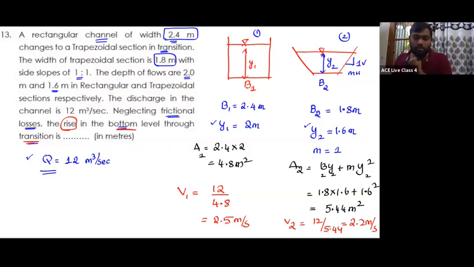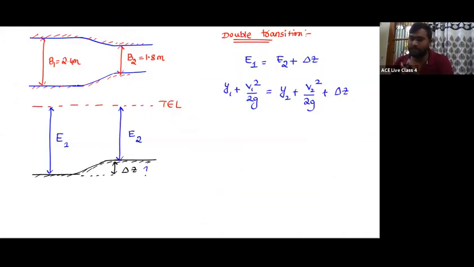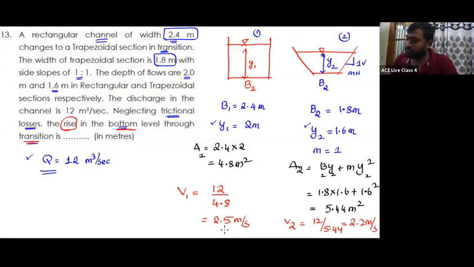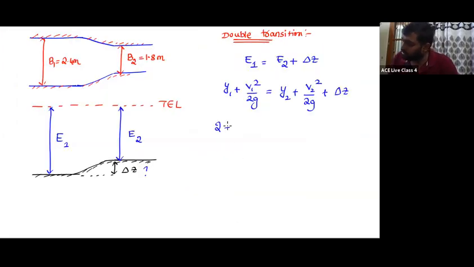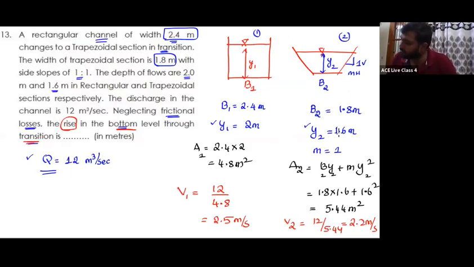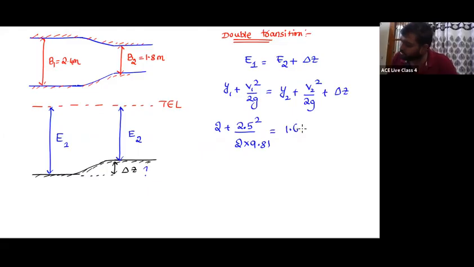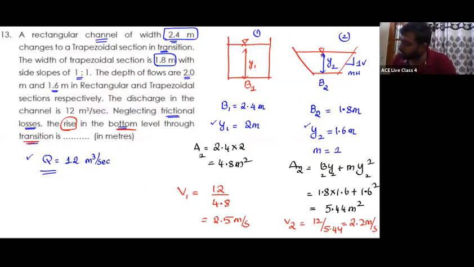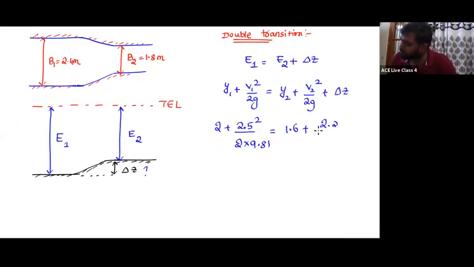So now you see, I have given this V1 and V2. Once you know V1 and V2, please substitute over here. What is the Y1 I mentioned? 2. What is the V1? 2.5. 2 plus 2.5 squared by 2 into 9.81 is equal to, what is Y2? 1.6 plus, what is V2? 2.2 squared by 2 into 9.81 plus delta Z. So you find out and let me know the delta Z value.